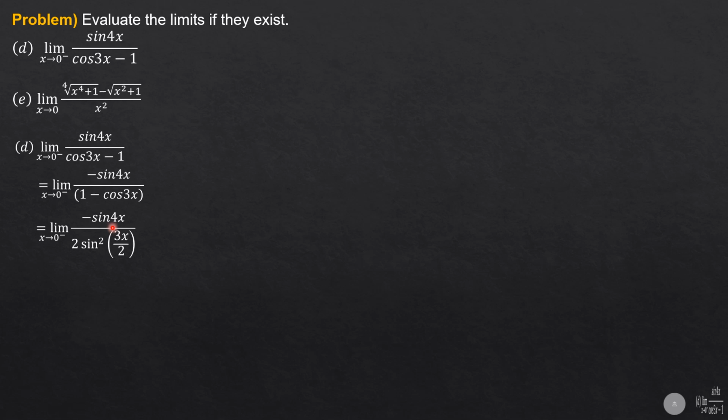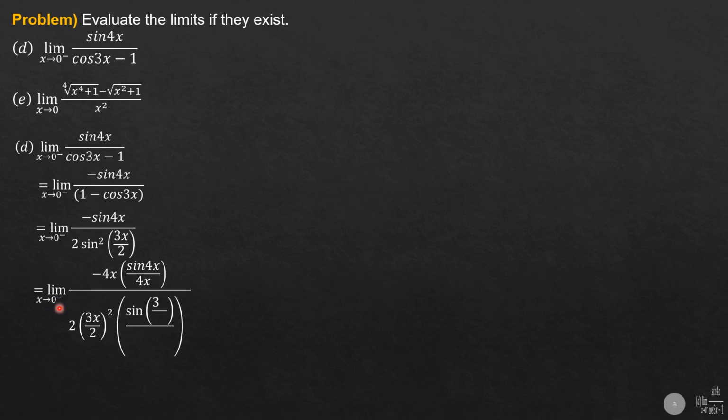For this numerator here, I'll multiply 4x and divide sine 4x by also 4x. The denominator sine square 3 halves x, I will multiply by 3 halves of x squared. So I also divide 3x over 2 quantity squared. So that's it. Limit as x approaches 0 from the left is negative of 4x because there's a negative sign there over 4x. That makes it 1 over, so as I said, I divide the denominator by 3x over 2 quantity square. So I also multiply it here, 3x over 2 quantity square.